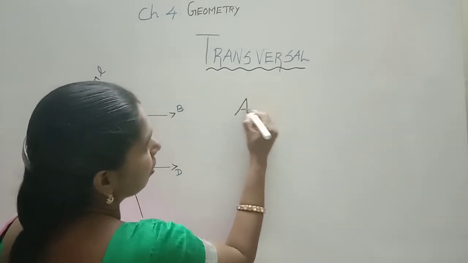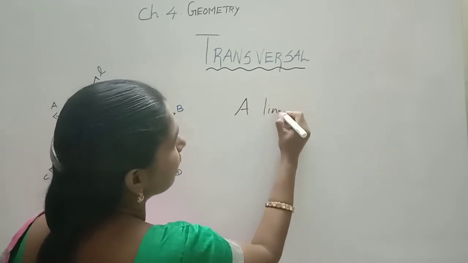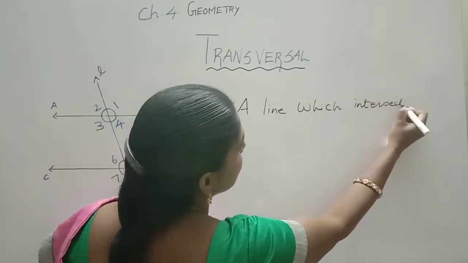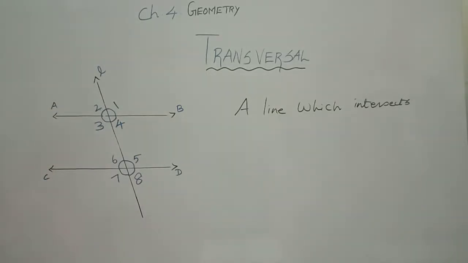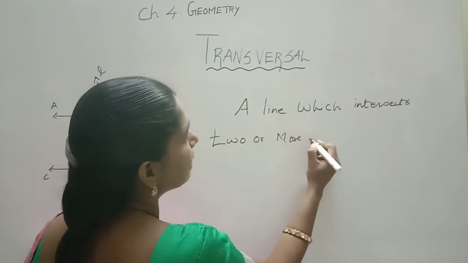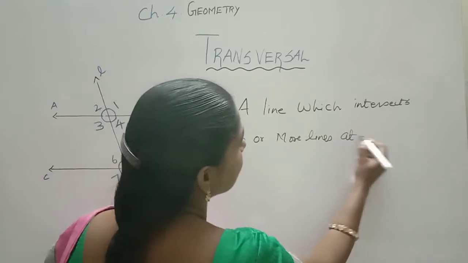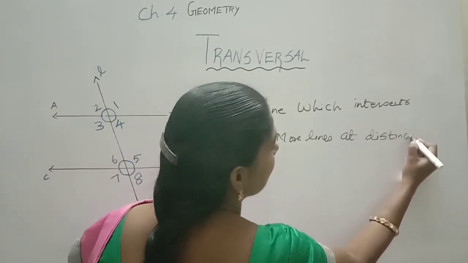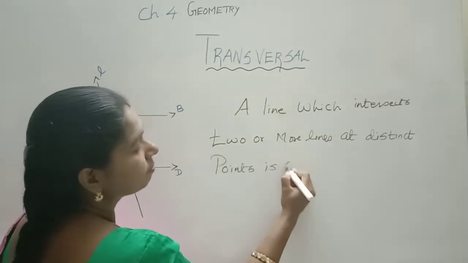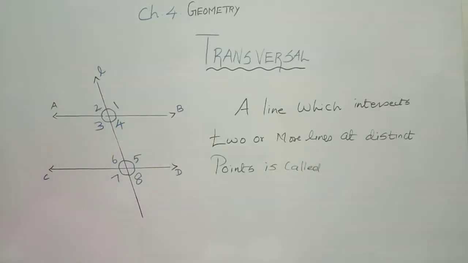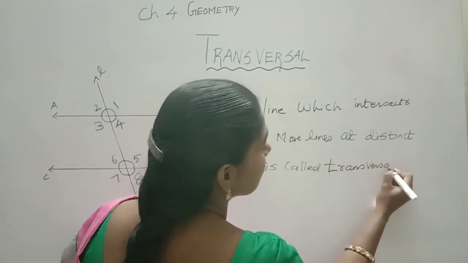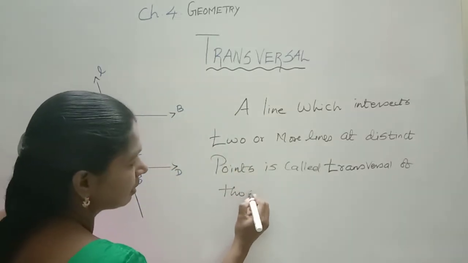Definition: a line which intersects two or more lines at distinct points is called a transversal of those lines. Understand? A transversal of those lines.